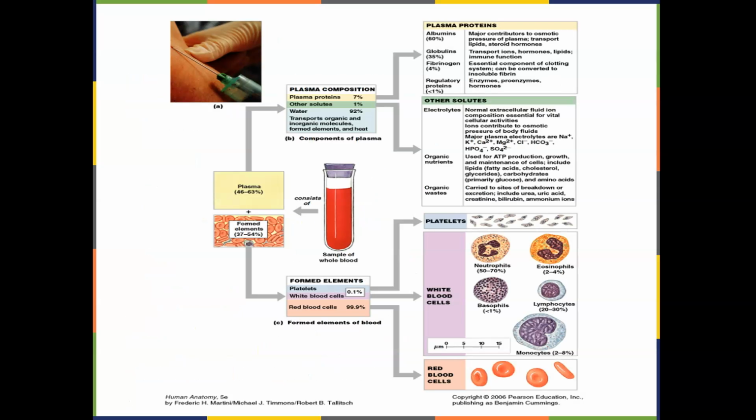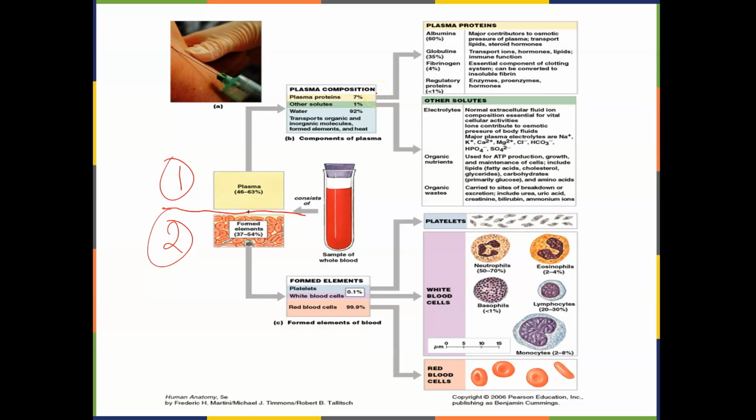This picture has a whole lot of information in it. We're going to start at the simple end and move our way to the more complicated elements. Blood itself, they're just showing a picture right here of a syringe removing blood from an individual. Blood can be broken down into two components. Number one, the plasma or the liquid element, and number two, the formed or cellular components, not liquid. Let's start with plasma for a minute.